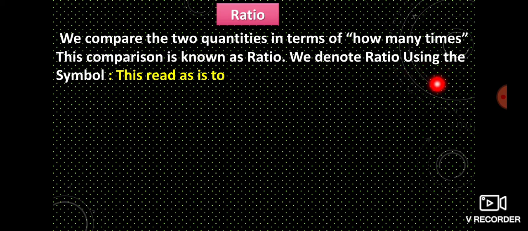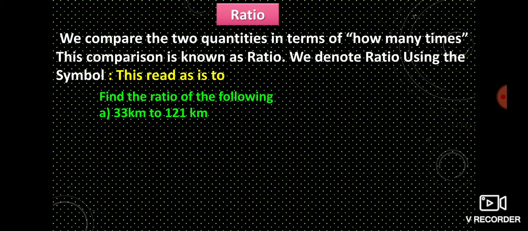We denote a ratio using this symbol. Can you see the yellow dot, the small dot? This is read as "is to." This symbol is read as "is to." You can easily understand by doing this problem.